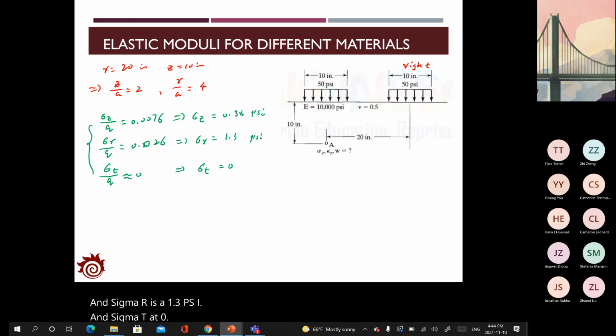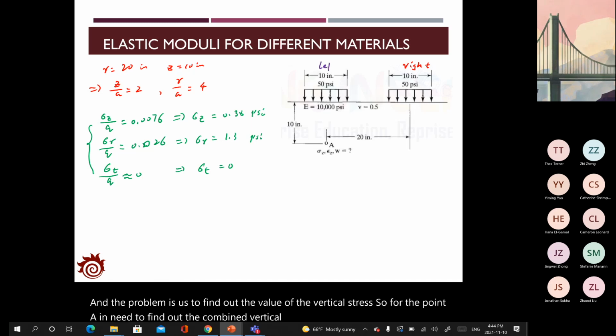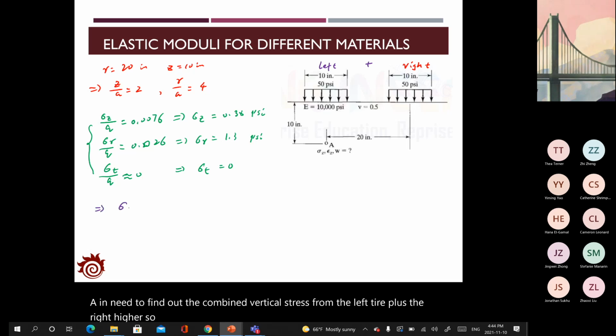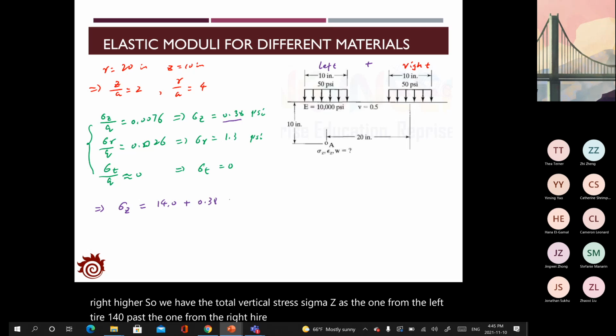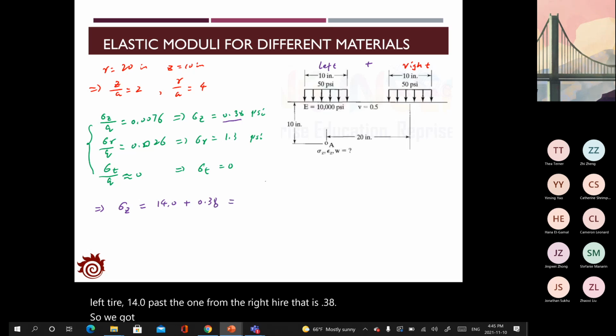And the problem wants us to find out the value of the vertical stress. So for the point A, you need to find out the combined vertical stress from the left tire plus the right tire. So we have the total vertical stress, sigma Z, as the one from the left tire, 14.0, plus the one from the right tire, that is 0.38. So we get the value as 14.38 psi.